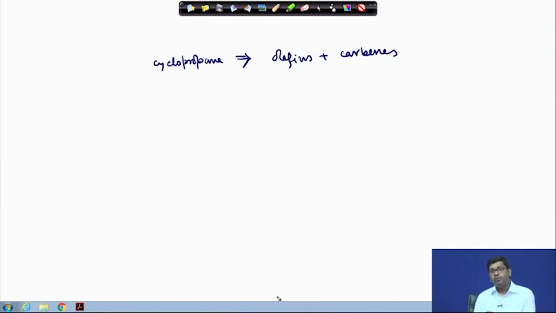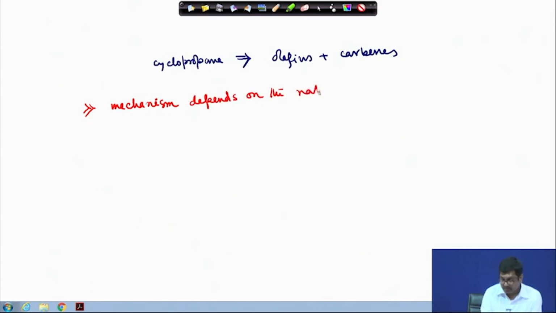Okay. Now, what will be its mechanism? How will it work? Right. So, now if you see the mechanism of this reaction, the mechanism actually depends on the nature of the carbene. That means, whether it is singlet or triplet. So, the mechanism of this reaction depends on the nature of the carbene. Okay. So, whether they are singlet or triplet, the reaction depends upon that.